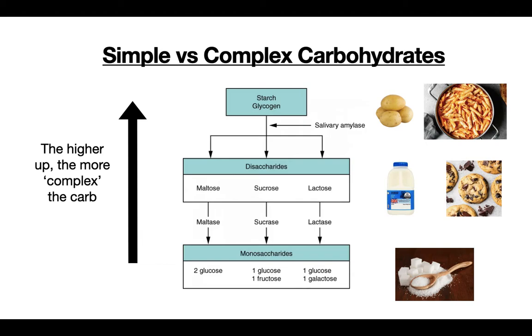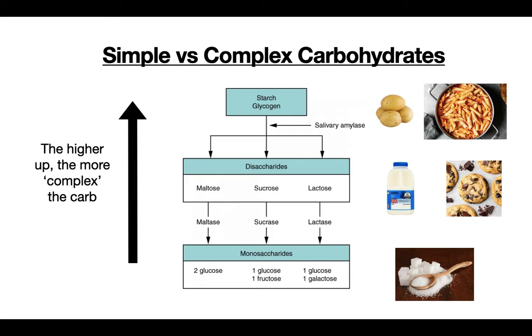To give you a real world example, which will probably make far more sense, on the right, at the bottom right, there is sugar. That is the simplest form of carbohydrate, literally pure glucose. So if you were to just eat sugar, your body wouldn't need to digest it.